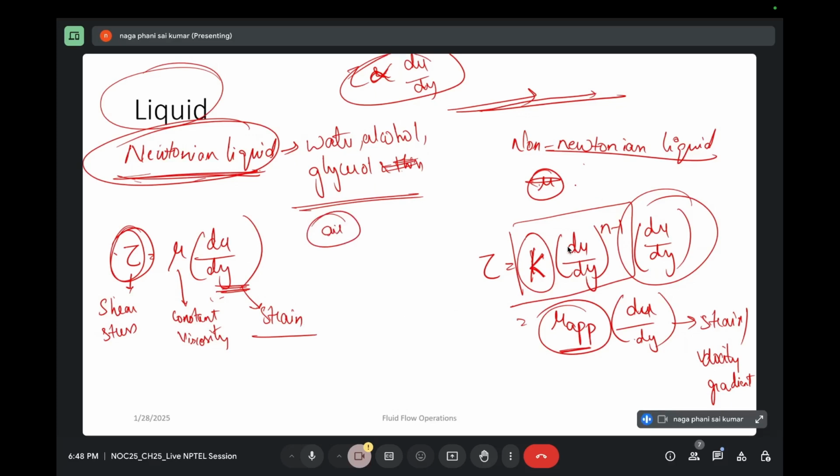And coming to non-Newtonian fluids, examples are nail polish, whipped cream, ketchup, which also comes under examples of non-Newtonian fluids, and latex paints. These are some examples of non-Newtonian fluids. We'll discuss these fluids in detail in the following sessions.